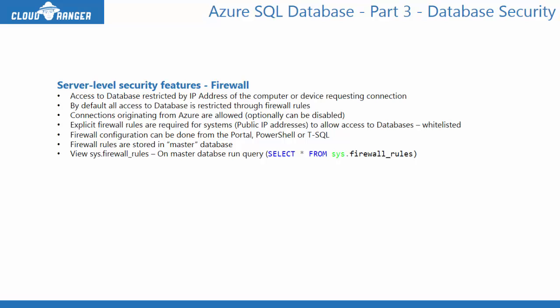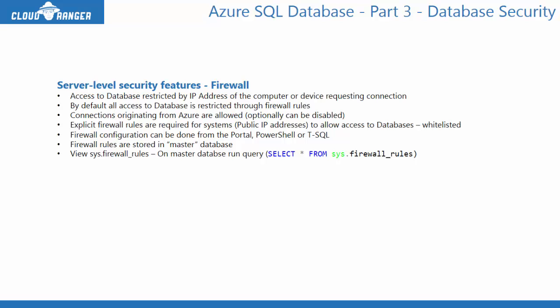Connections originating from Azure are allowed. This is something we have seen before: when you are creating the server, we're putting that checkbox, which actually allows Azure to connect to the server to do anything. And like I put in the parenthesis over there, that optionally can be disabled. So you can also choose not to allow Azure to do anything on that server, right?